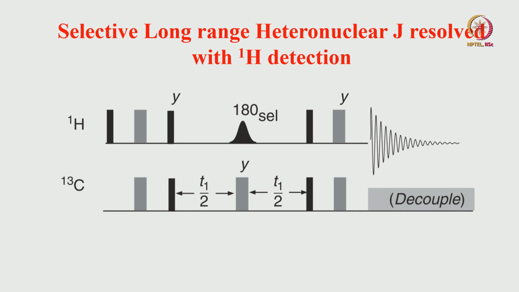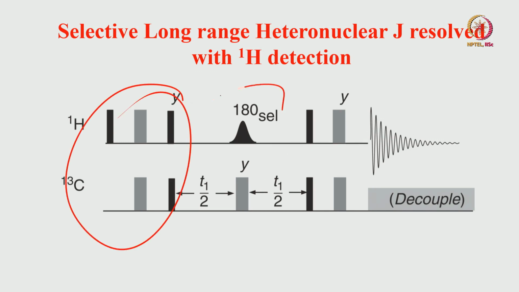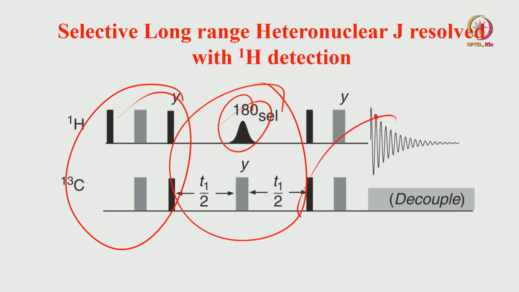All we have to do is the same. With this you are already familiar. It is an INEPT sequence. This is your selective heteronuclear J sequence with a selective pulse on the proton, then reverse INEPT to transfer the signal back to proton and detect.